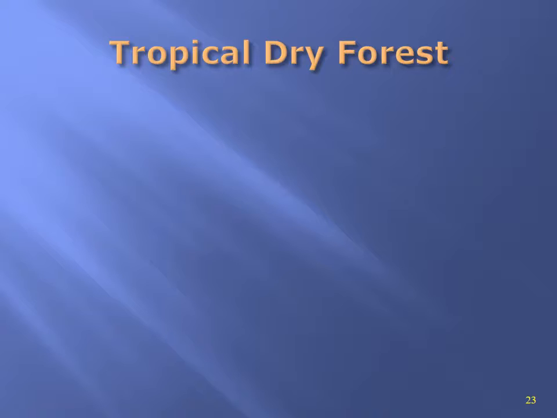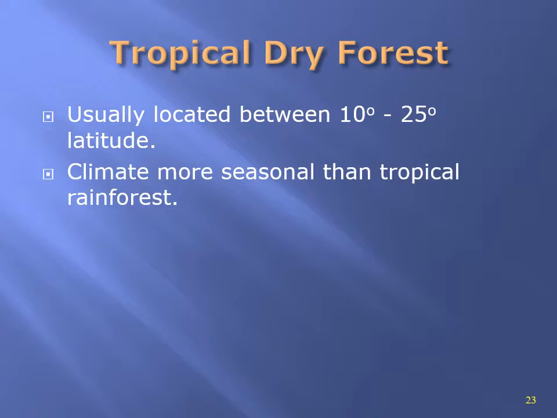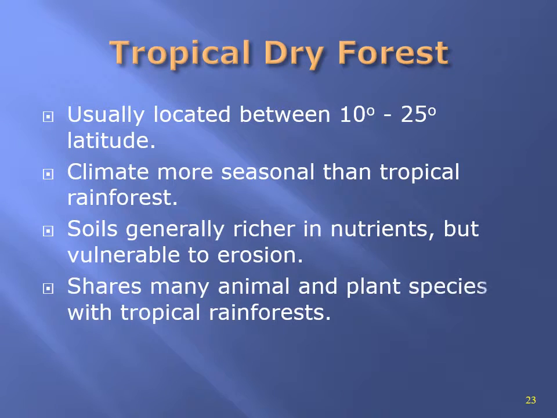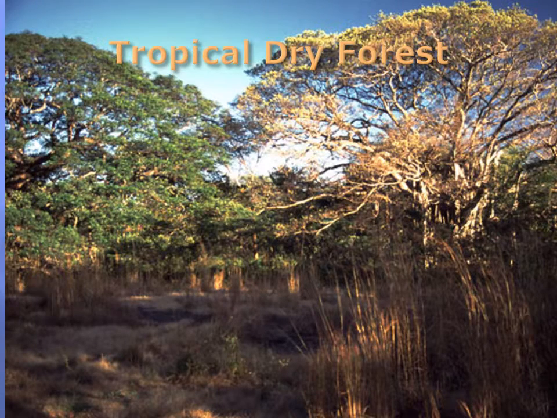Next, let's look at tropical dry forests. These are usually located between 10 and 25 degrees latitude. So you had your rainforest from 0 to 10, that equator region. This is just beyond that, but before you get to the desert. Climate is more seasonal than a tropical rainforest. Soils are generally richer in nutrients, but vulnerable to erosion. They share many plant and animal species with tropical rainforests since they are adjacent to the tropical rainforests. They're heavily settled by humans with extensive clearing for agriculture. And there's a picture there of your tropical dry forest.